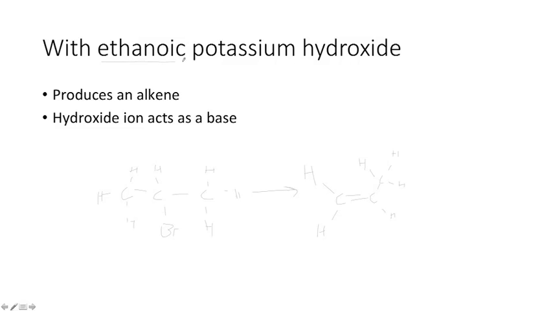And it's important that it's ethanoic potassium hydroxide to remember that, because otherwise we'd make an alcohol, because it would act as a base and it would remove H+. And then we're also going to get HBr.